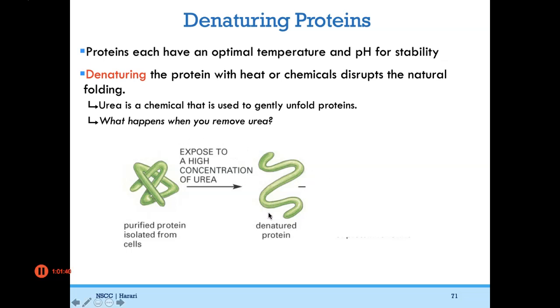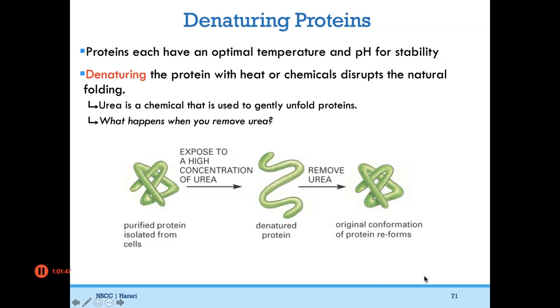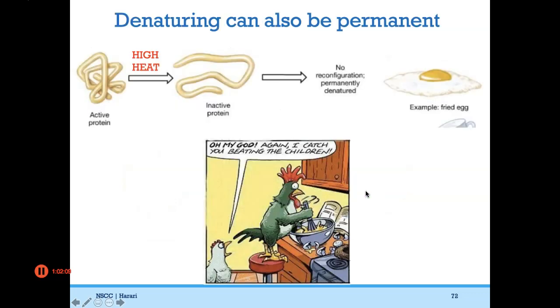Since all the amino acids are still held together in the same sequence, when I remove urea, the same conformation will be reformed. Because remember, each amino acid is already determined to make interactions, right? Each amino acid will then find the right kinds of bonds to make with its neighbors and with the environment to form the original conformation. So sometimes you can denature a protein and then renature it. So sometimes denaturing can be temporary, but sometimes it can be permanent.